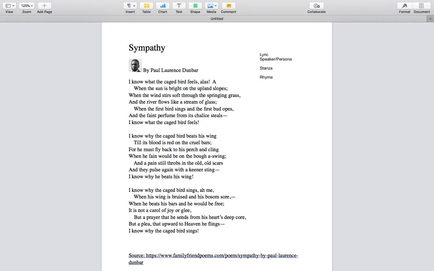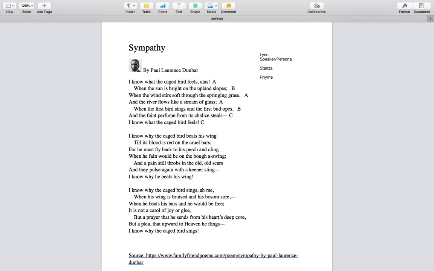So the first sound is always A, right? Alas is how this ends. Slopes doesn't rhyme with alas, so you use a new letter. But grass does. So we go back to A, and then the same in this line. And then you can see opes rhymes with slopes, so we come with another B. And then we have a new sound, C, right? Steals and feels.